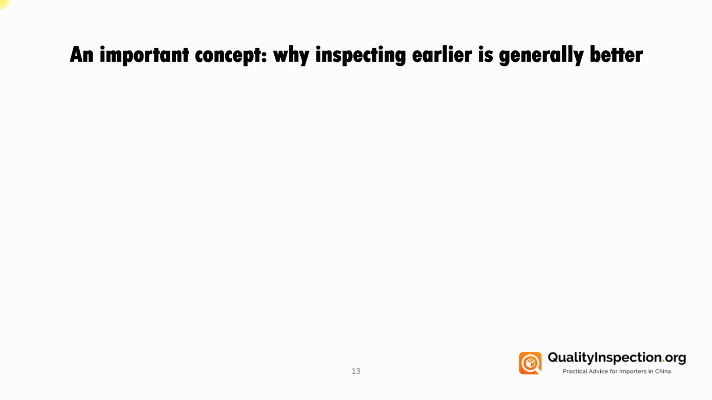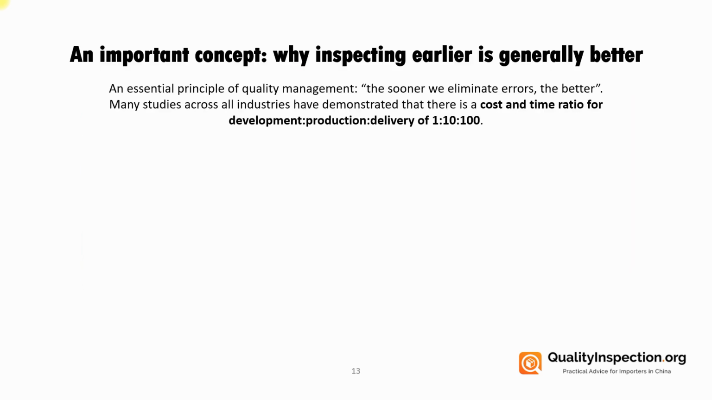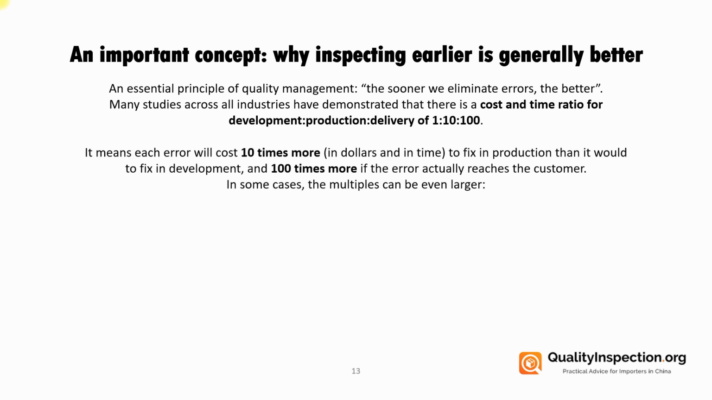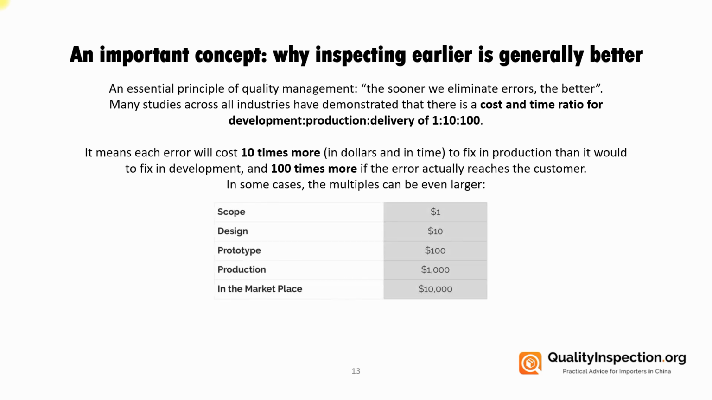An important concept to note is why inspecting earlier is generally better. So essentially, in quality management, we believe the sooner we eliminate errors, the better. Many studies across all industries have demonstrated that there's a cost and time ratio for development, production, delivery of 1:10:100. So what does that mean? It means that each error will cost 10 times more in dollars and time to fix in production than it would to fix in development, and 100 times more if the error actually reaches the customer. You can see here that the amounts that it would cost you to fix problems get very large very quickly.